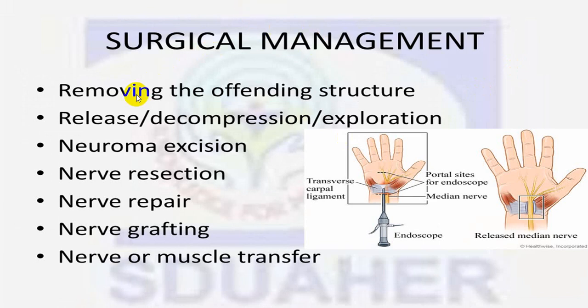The surgical procedure is done removing the offending structure: release, decompression, or exploration. If there is a space occupying lesion like a neuroma, you can go for neuroma excision, nerve repair, nerve resection, nerve grafting, or nerve or muscle transfer, etc. These are all different modified procedures.